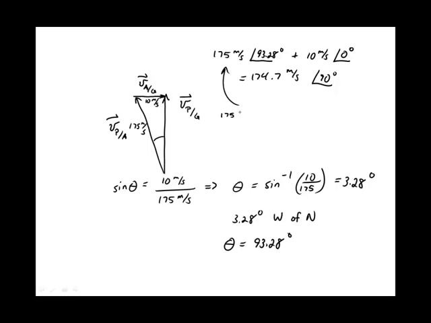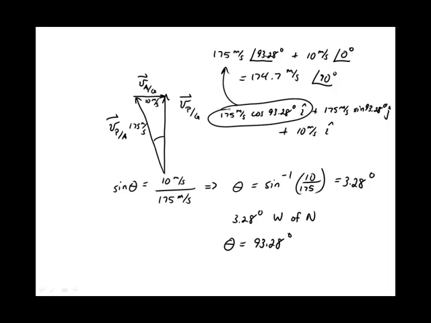And you could break this down. I could do 175 meters per second cosine 93.28 degrees in the i plus 175 meters per second sine 93.28 degrees in the j plus 10 meters per second, that's the airspeed in the i. Now this, if I did that right, should be negative 10 meters per second. And so this is all I'm left with, and that would be 174.7 meters per second.